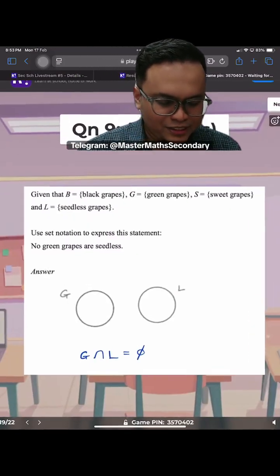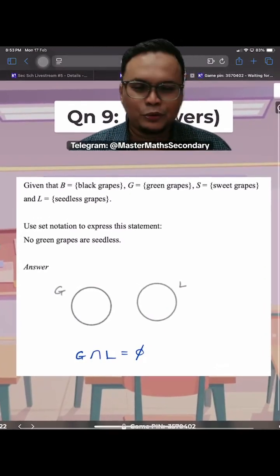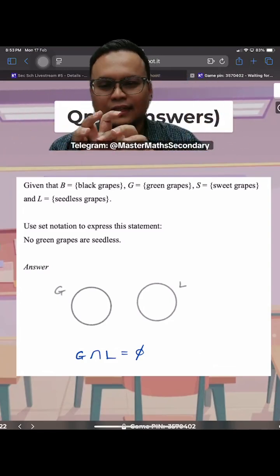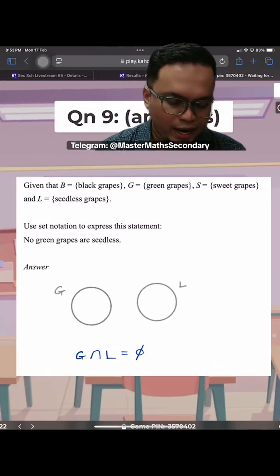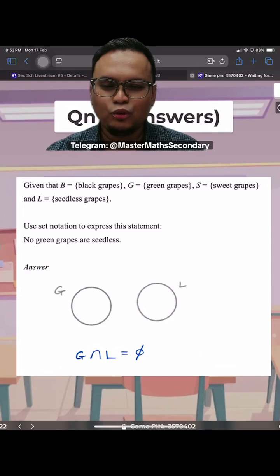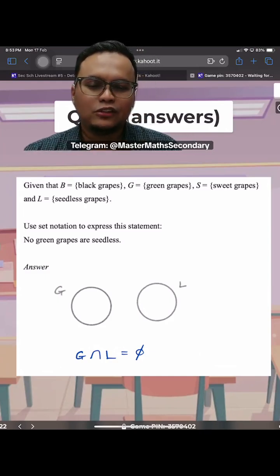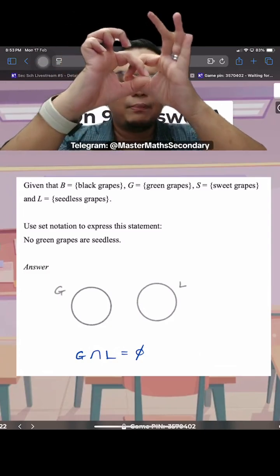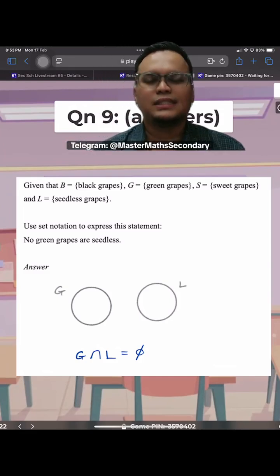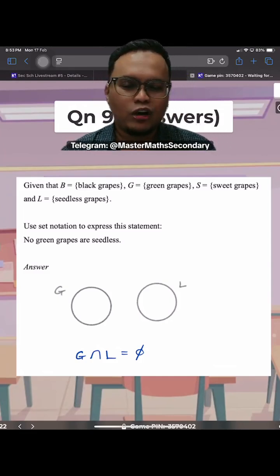Now if you look at this question here, guys, if we were to draw the two circles, they will actually not be intersecting. They will not be overlapping. Why? Because it says that no green grapes are seedless. You don't have elements that are common. For them to have an overlap, there must be common elements. And because they say that no green grapes are seedless, it tells us that there are no common elements.